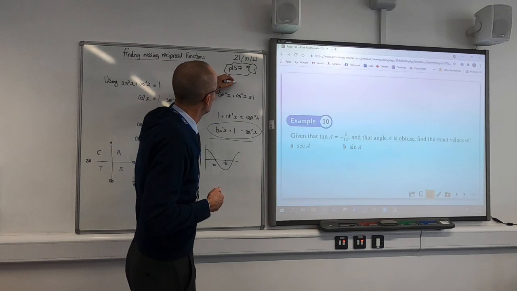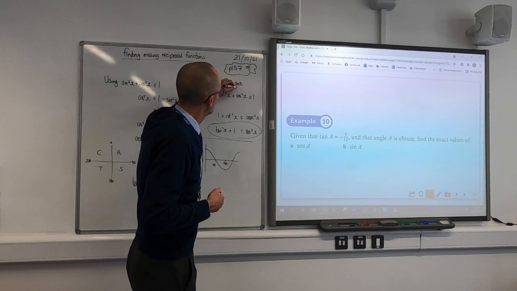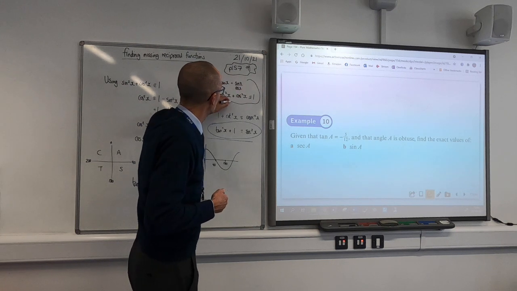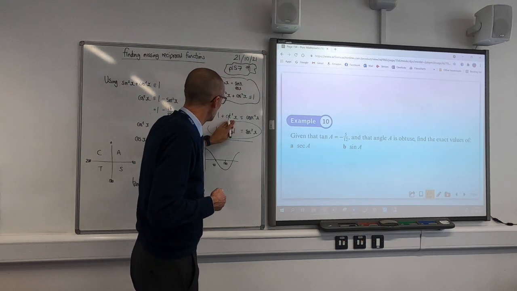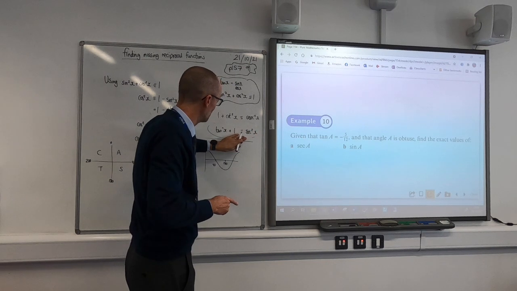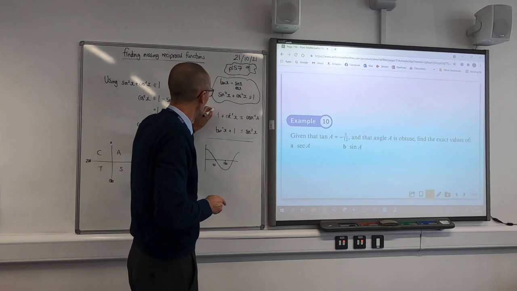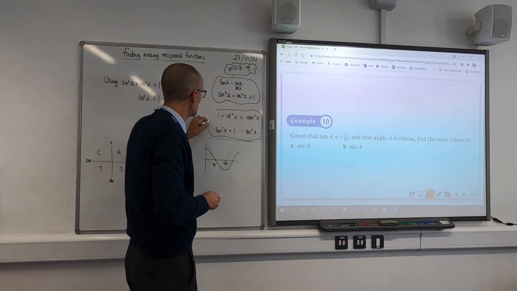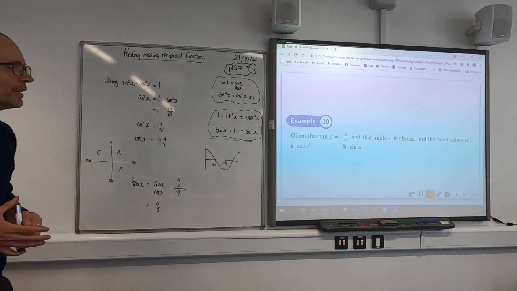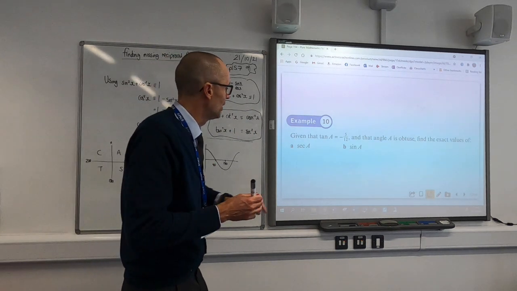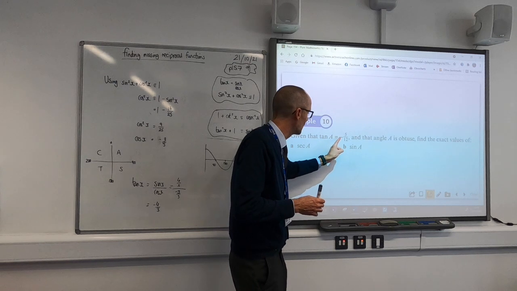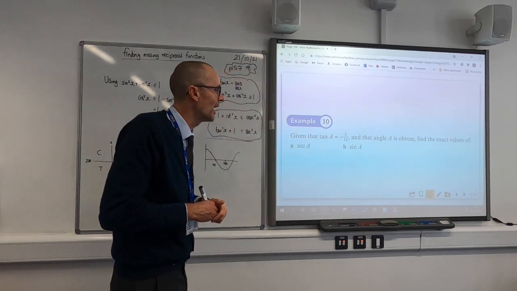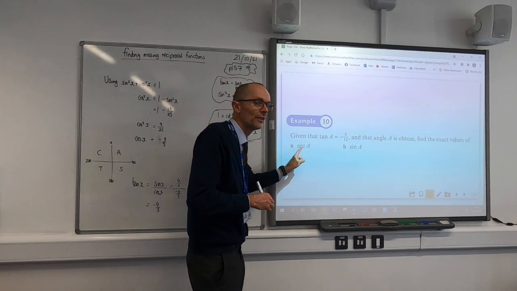That tan was sine over cos, and sine squared plus cos squared is 1. What we're now going to use is, well, we'll still use those as well, but we're going to also use the reciprocal identities. So, for example, here we're told that tan of an angle is minus 5/12, and we're asked what the sec of the angle is.